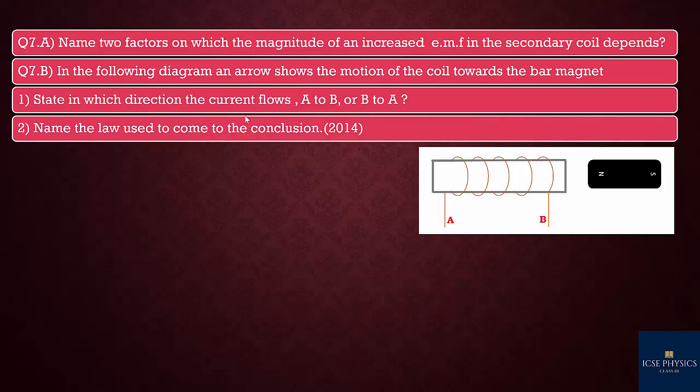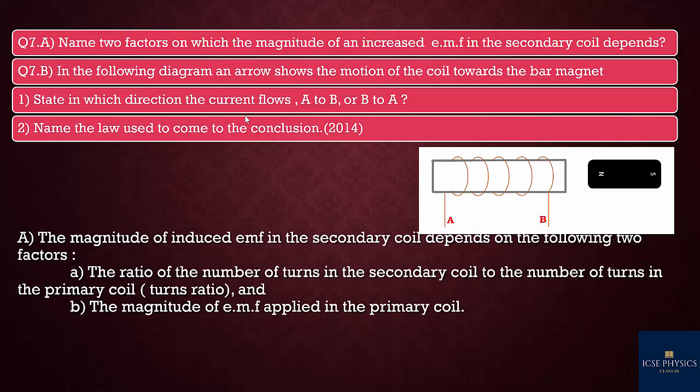Question number 7. Name two factors on which the magnitude of an induced EMF in the secondary coil depends. From the question you can see the secondary coil means it is referring to a transformer. So the answer is, the magnitude of induced EMF in the secondary coil depends on the following two factors. First one, the ratio of the number of turns in the secondary coil to the number of turns in the primary coil, that is the turns ratio. Second, the magnitude of EMF applied in the primary coil. I have explained more on this in my video on transformer. I will leave a link to it in the description below.